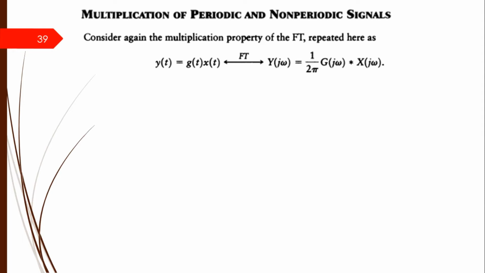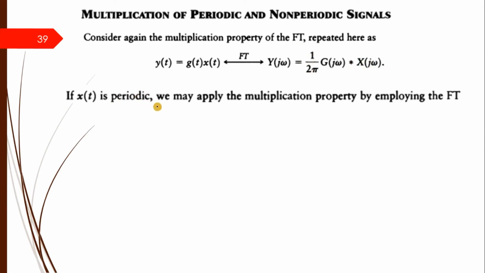Fine. So here I'm taking y of t equal to the multiplication in the time domain, g of t into x of t. When you take its Fourier transform, y of j omega is equal to 1 by 2 pi, g of j omega convolved with h of j omega. This we had studied in the multiplication property of the FT in the first part of this chapter. Same thing, the multiplication property; I have extracted it and taken it here.